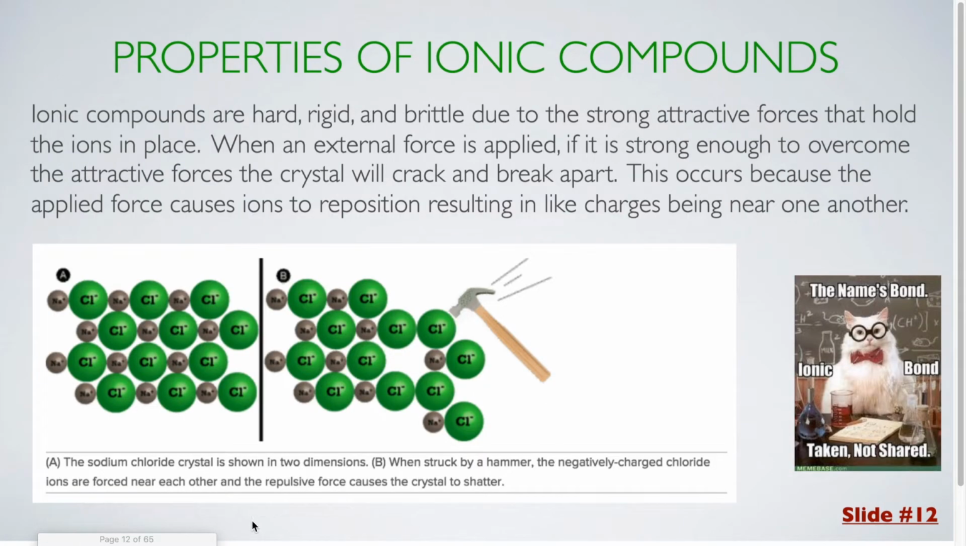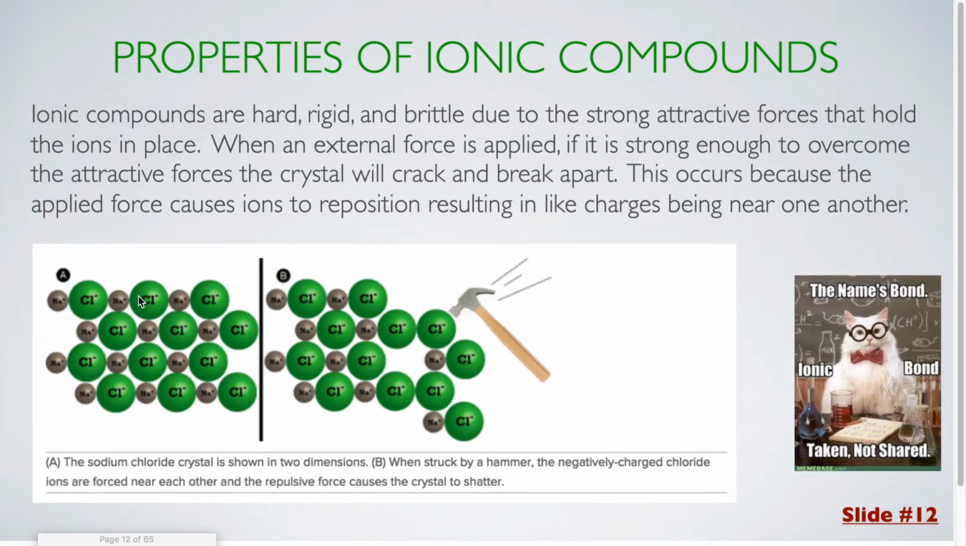Ionic compounds are hard, rigid, and brittle due to the strong attractive forces that hold the ions in place. When an external force is applied, if it is strong enough to overcome the attractive forces, the crystal will crack and break apart. This occurs because the applied force causes the ions to reposition, resulting in like charges being near each other. You can see an example of that in our diagram here.